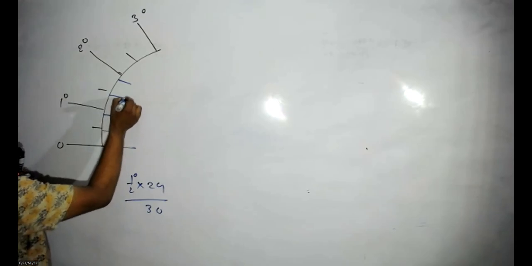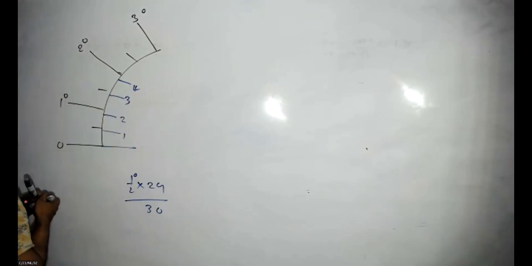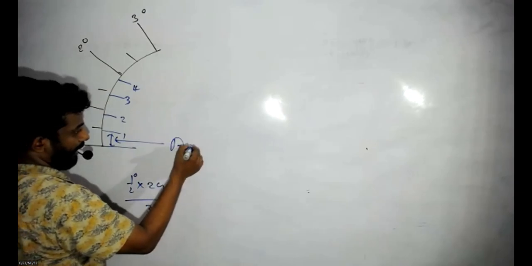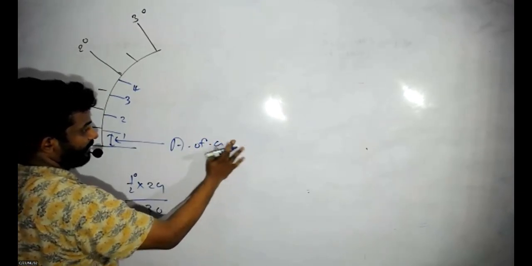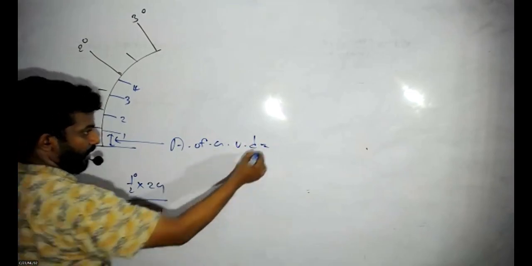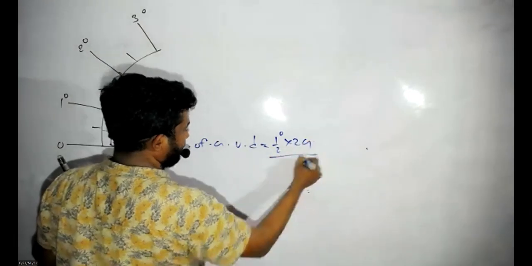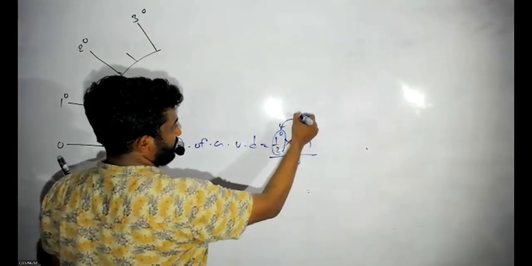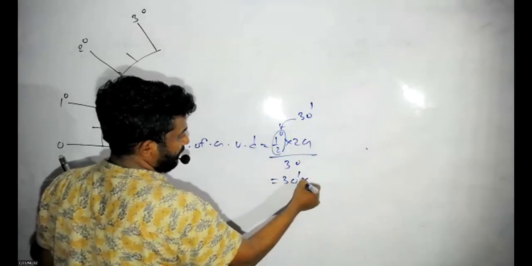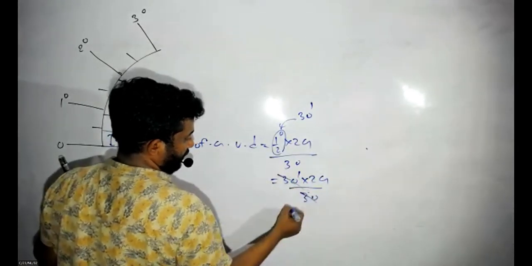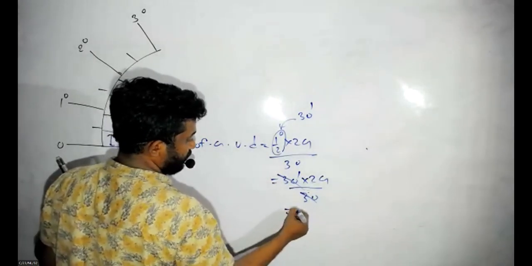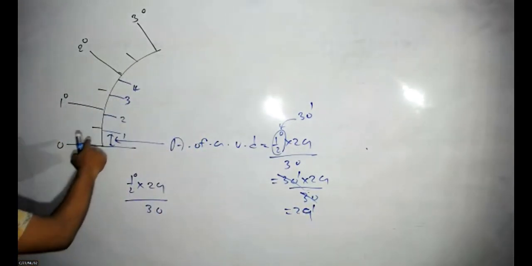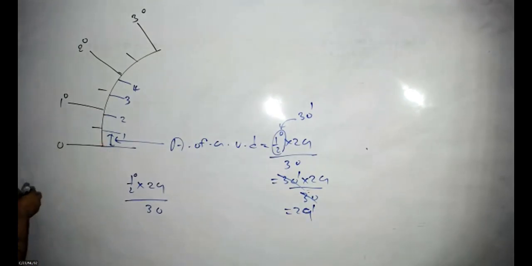First vernier division, second vernier division, third, fourth. Then you can find the angle of a main scale division and the angle of a vernier scale division. Half degrees, 29 divided into 30. You can express this half degree as 30 minutes, right? 30 minutes into 29 divided by 30. That is, the angle of a vernier division is 29 minutes. Now you know the angle of a vernier division.